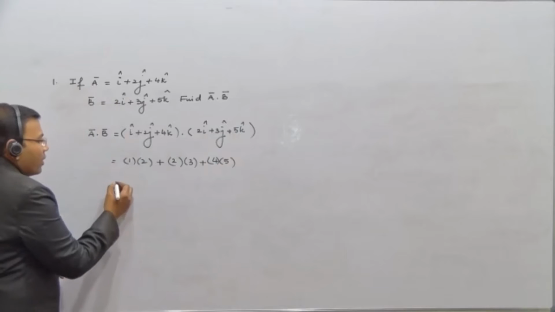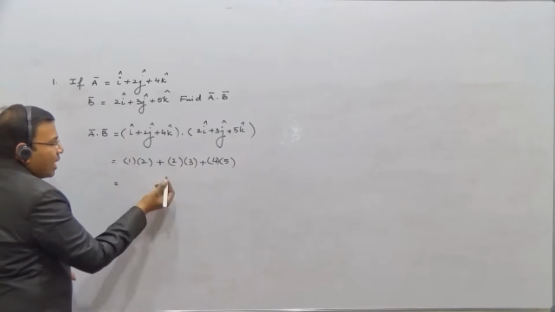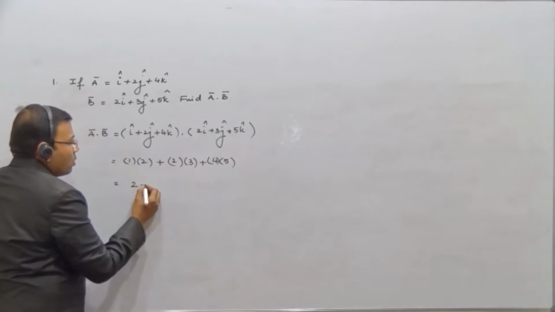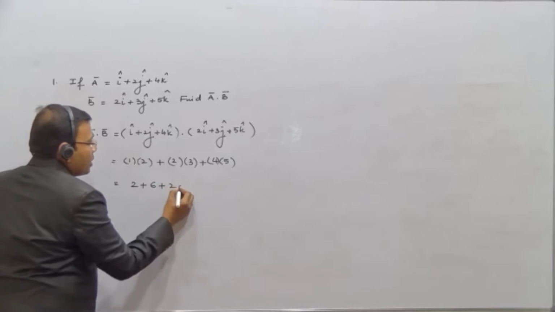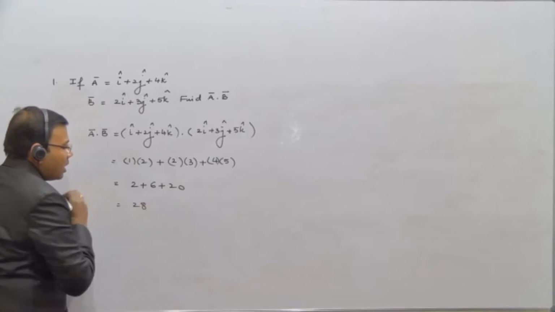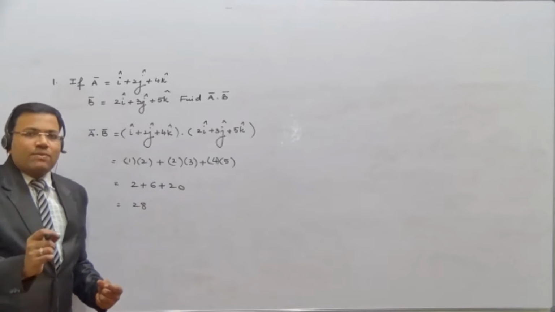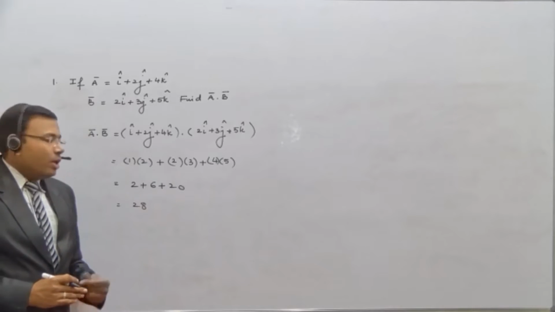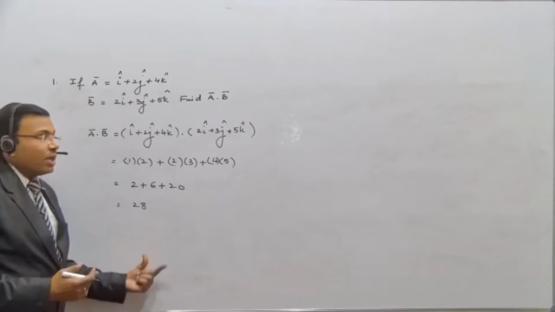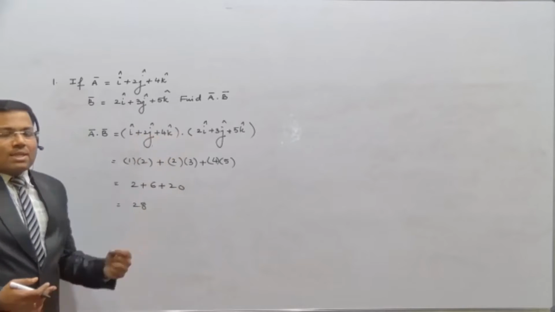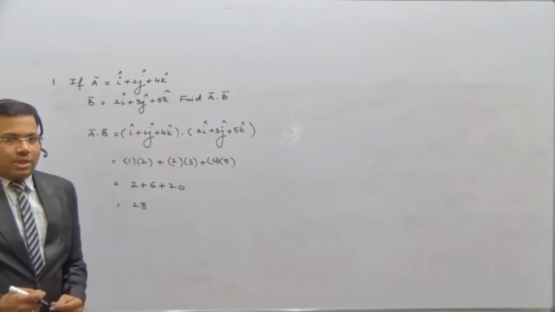Now students, what we do here is just multiplication and addition. That is 2 plus 6 plus 20, that gives us 28. That means here you are going to get a number. A scalar product means you get a number without any direction. That 28 I am getting. That's why we call this type of product a scalar product. I hope it is clear.